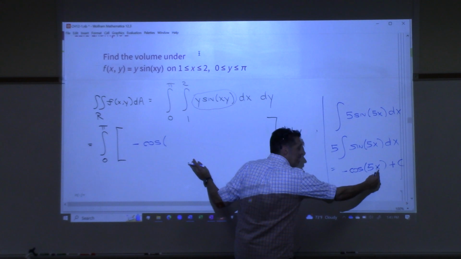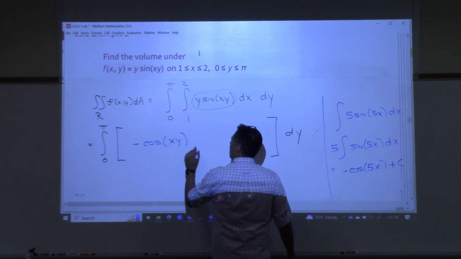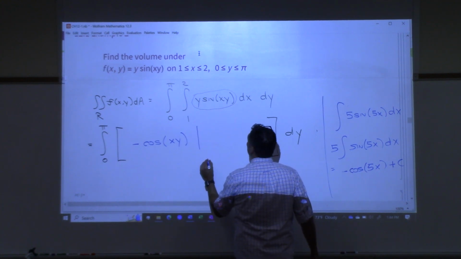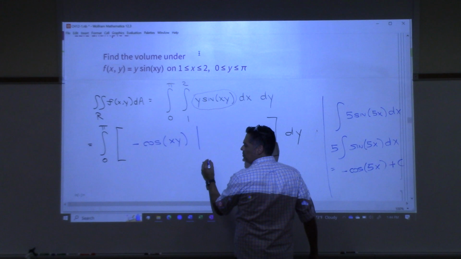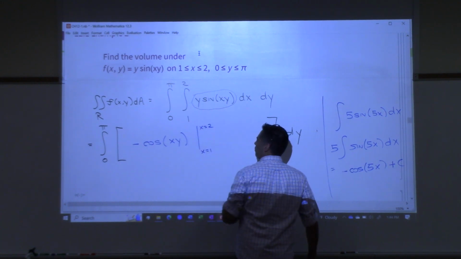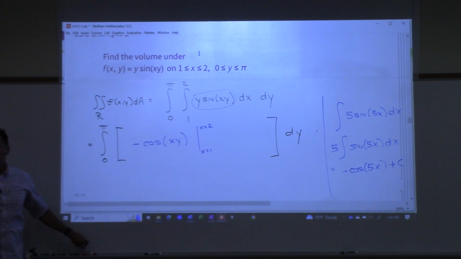I'm going to write xy. And then we're going to evaluate this from what variable? 1, 2, yeah. x equals 1 to x equals 2. And this is looking much better.